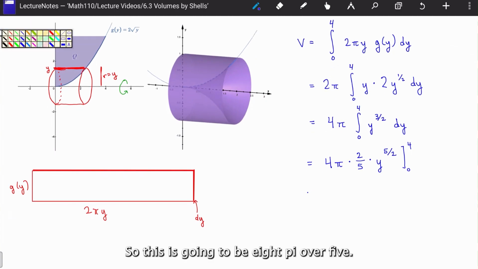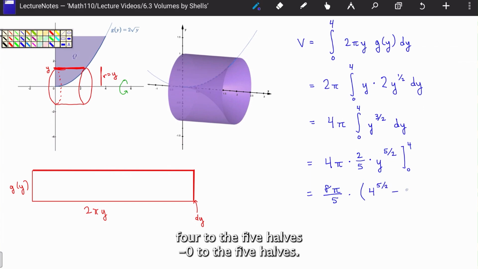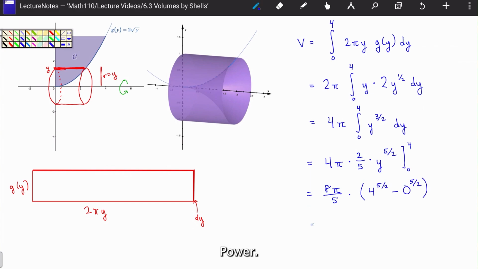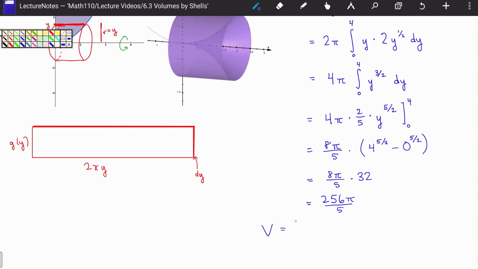So this is going to be 8 pi over 5 times 4 to the 5/2 minus 0 to the 5/2 power. Looks like 8 pi over 5 times 32, which ends up being 256 pi over 5. So the volume of this thing is 256 pi over 5 cubic units.